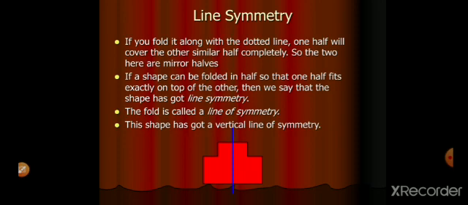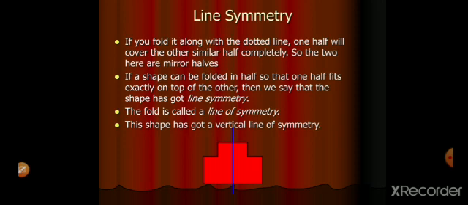You can consider many examples. If you fold a page in the middle, you can see that the page is divided into two equal mirror halves because one part covers the other. In this picture the fold is called a line of symmetry. You can see that the blue line is the line of symmetry.